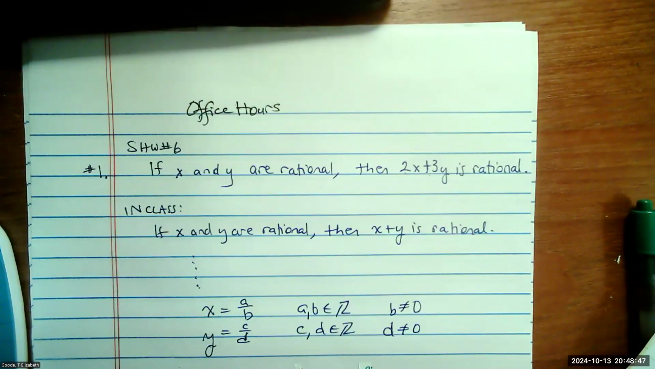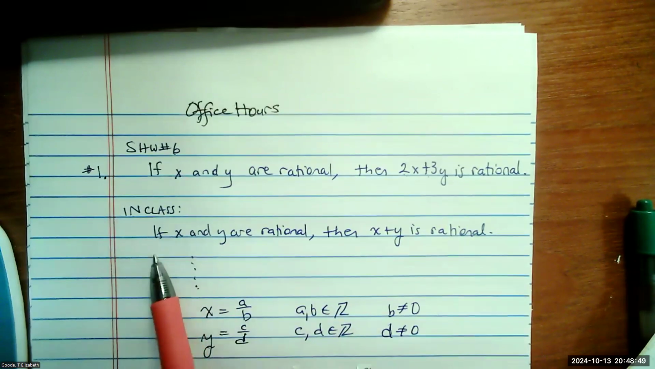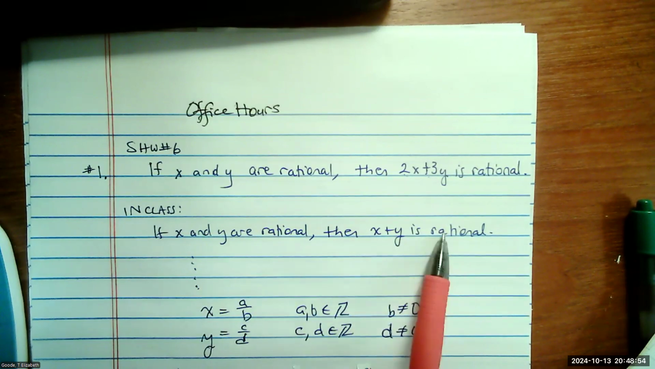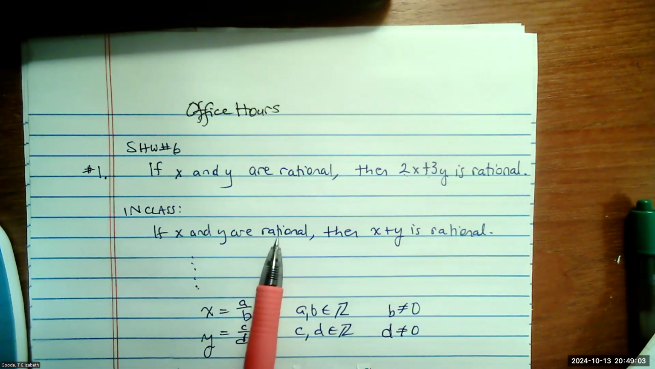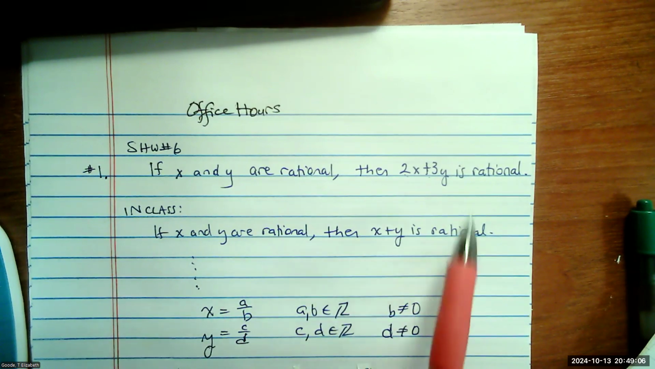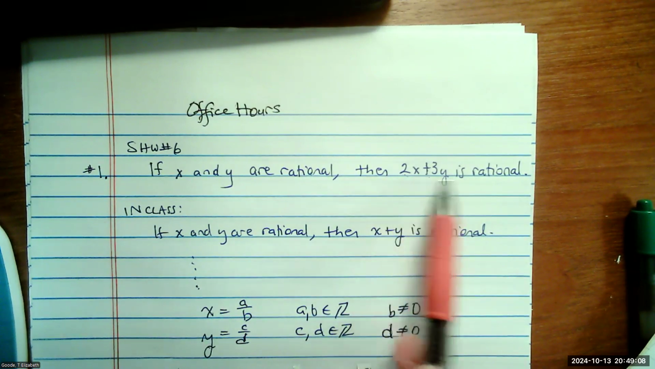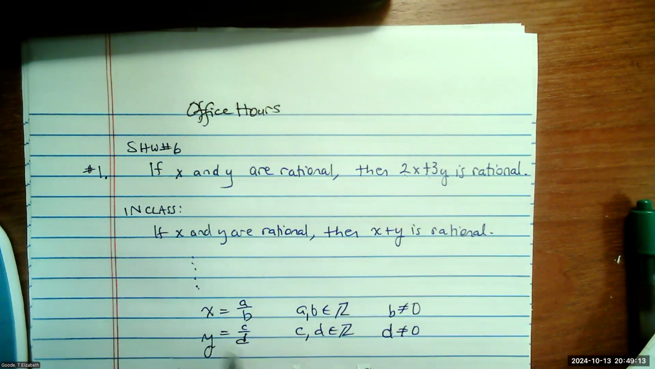So remember in class, we proved if X and Y are rational, then X plus Y is rational. Remember that? You look at the notes, we have a proof of that. We start the proof and we say, assume X and Y are rational. We wish to show this is rational. The difference here is we wish to show 2X plus 3Y is rational, okay? So we break out the definition of rational: X is A over B, Y is C over D, A and B are integers, C and D are integers, and B and D aren't zero, right?